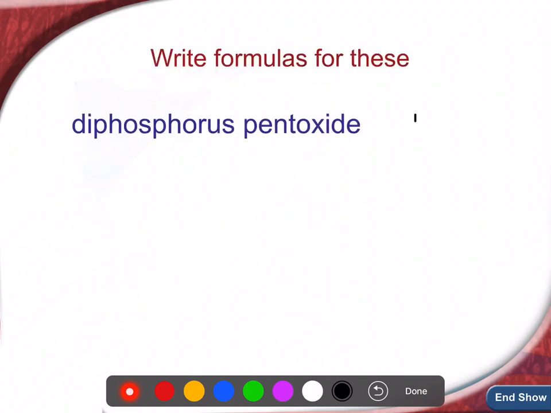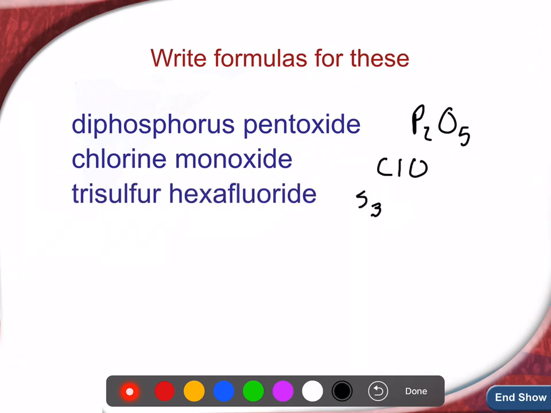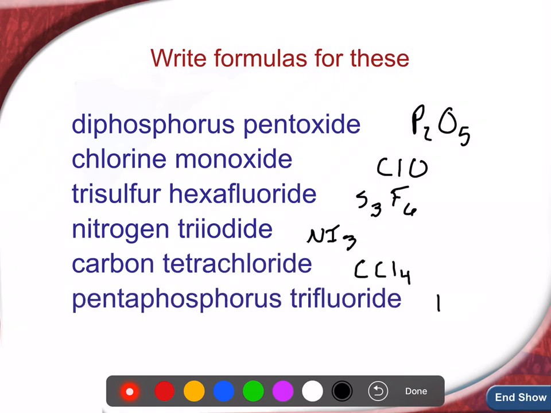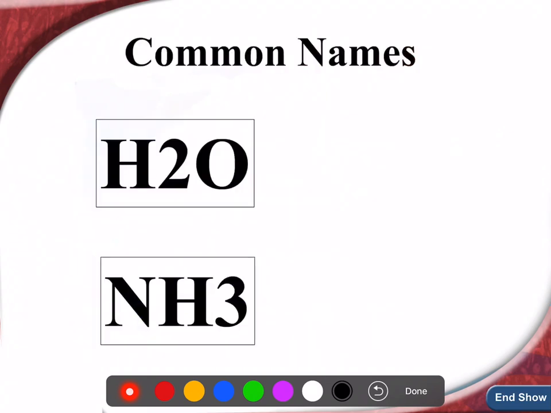The formulas would have 2 phosphoruses and 5 oxygens. This would be ClO, S3F6, Ni3, CCl4, P5F3, S4F6. So hopefully that helps you out.